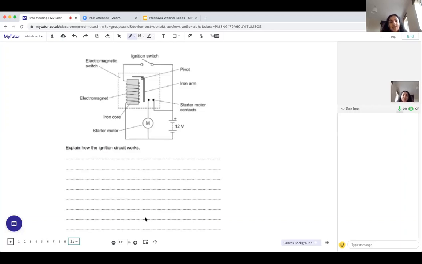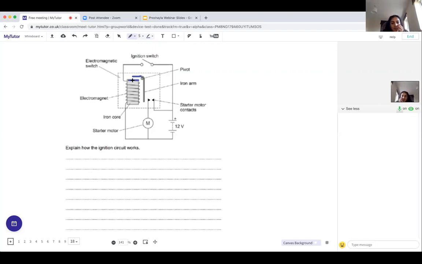The electromagnet gets magnetized. Now, if the iron core of the electromagnet becomes magnetized, that iron core is a magnetic material, which means that it also attracts the short side of the iron arm. Okay, so the electromagnet has now become magnetized, which means that this bit here is attracted to this surface here. So they're going to touch.